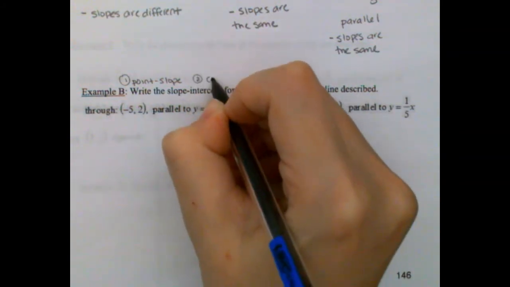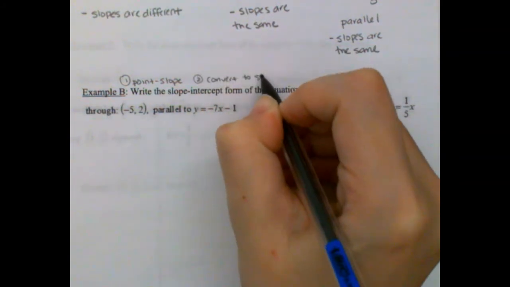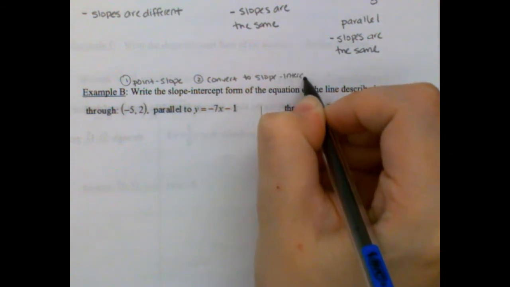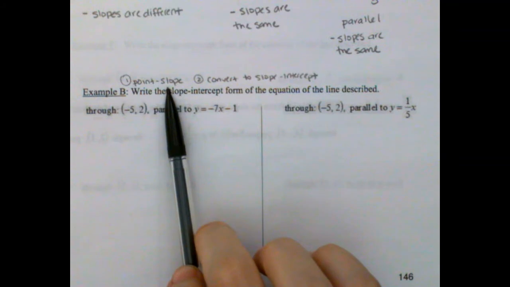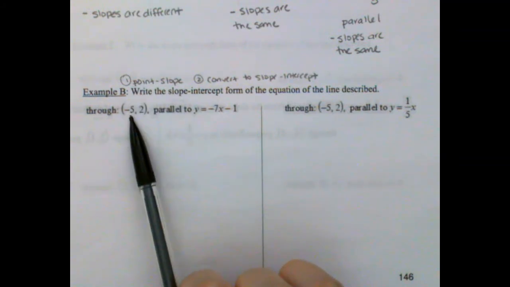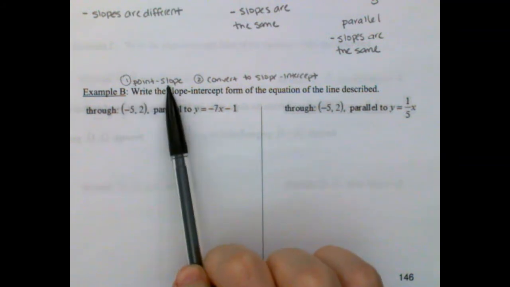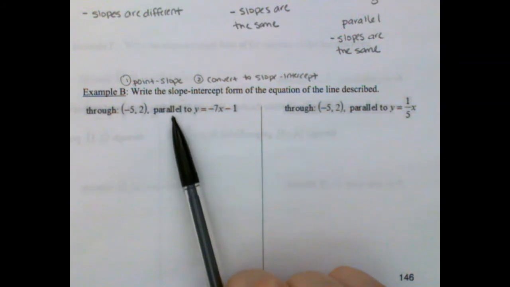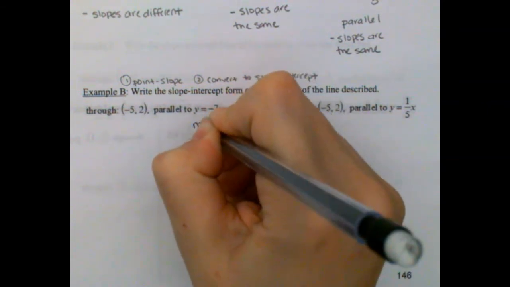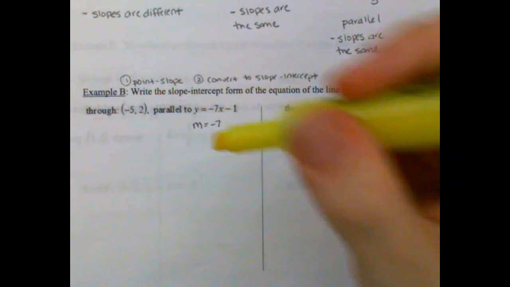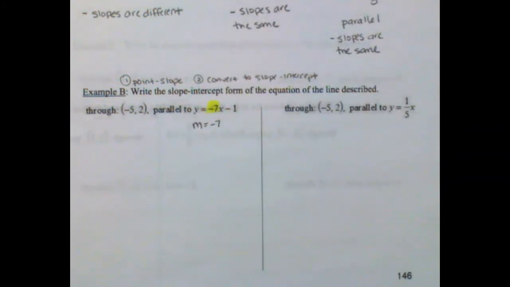Then you want to convert to slope intercept. So in order to write something in point slope, we need two things. We need the point. Well, I'm giving you that, -5, 2, and we need the slope. Well, if I just learned about parallel lines, if I know that the line that's going through this point is parallel to this line, then that means my slope must be -7. Because if it's parallel, then the slopes are the same. So now I've got a point and a slope, so I can write it in point slope form.